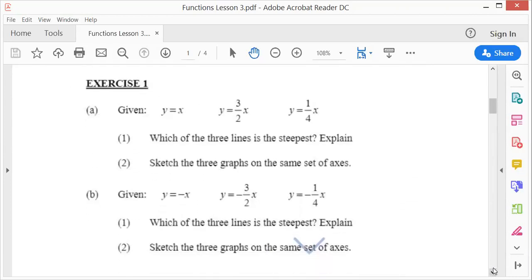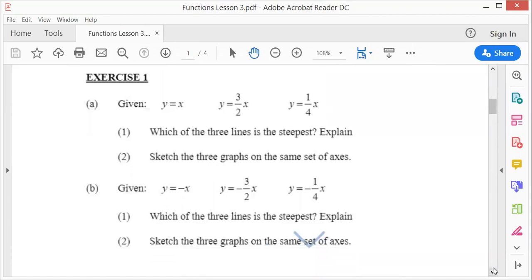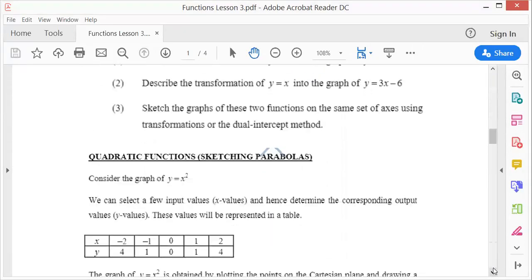Then I gave you this exercise. I shared the solution with you on WhatsApp. Please just check it out and you will see the solutions for A, B, and C.